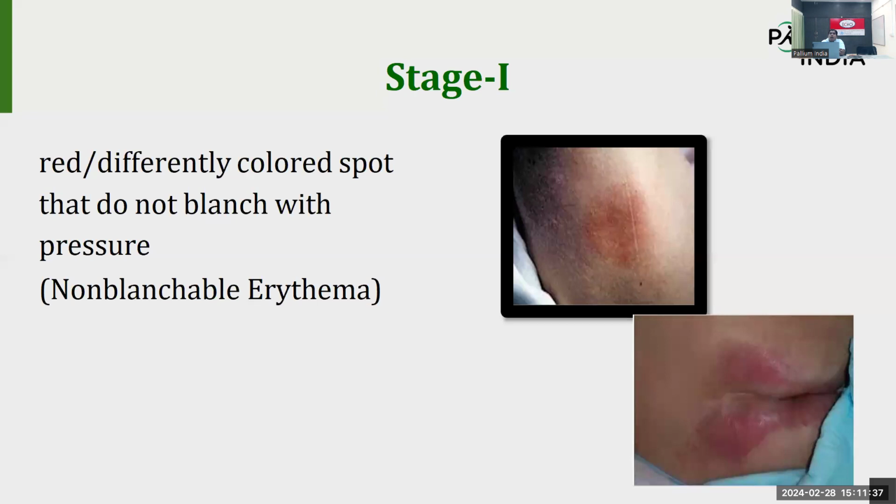The first stage is non-blanchable erythema. That is nothing but a color change only. There is no breakdown of skin in the first stage of pressure ulcer. In this, there are red or differently colored spots that do not blanch with pressure. That is non-blanchable erythema, called the first stage of pressure ulcer. It looks like this picture. So there is non-blanchable erythema, and there may be no skin integrity damage.